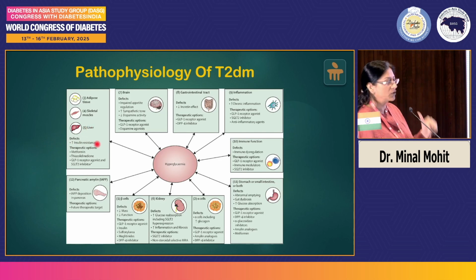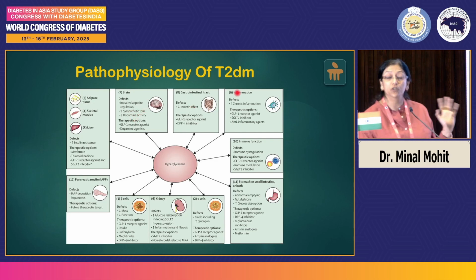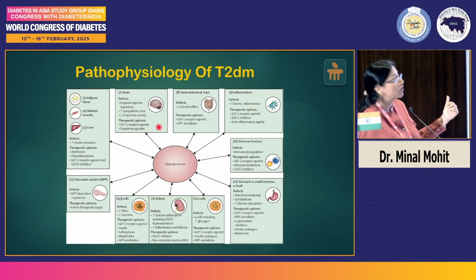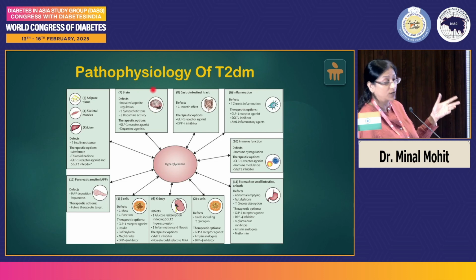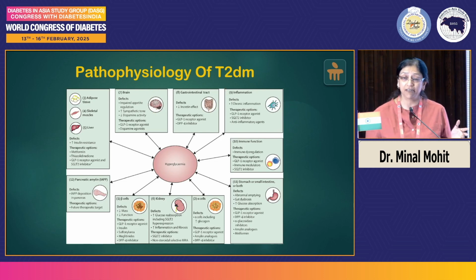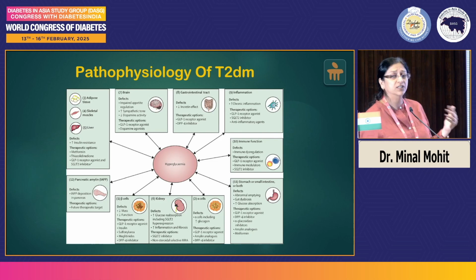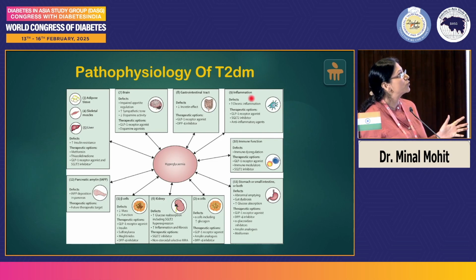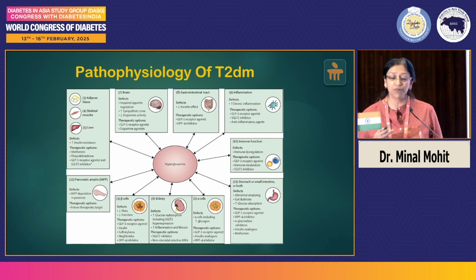I am rushing because the time is ticking. Then we have the brain, the hypothalamus, which plays a role by decreasing your satiety level and increasing your appetite. At the GI level, there is blunting of the incretin effect, so there is a less effective role of GLP-1 and GIP. Inflammation plays a role, immune dysfunction plays a role. Then we have defects at the stomach level because gastric emptying is faster and the patient is always hungry.